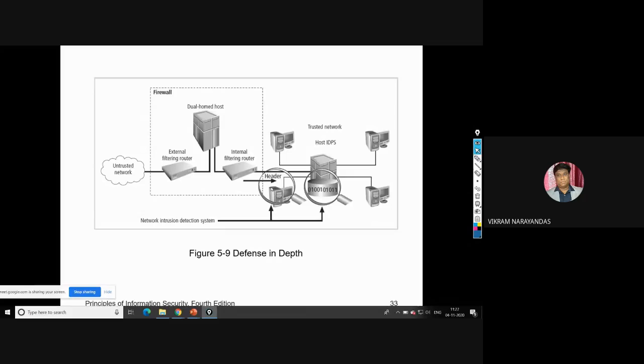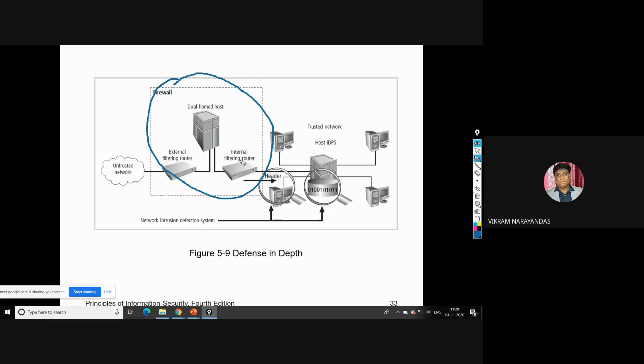If you see the diagram again, the firewall is placed between the untrusted network as well as the internal network. So the firewall is acting as a security guard for your organization.